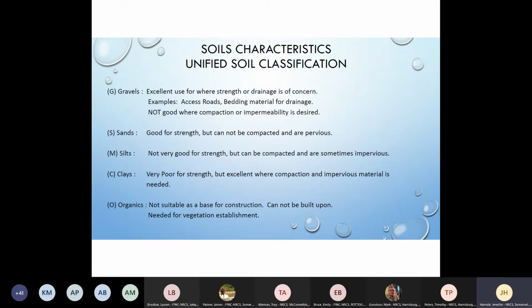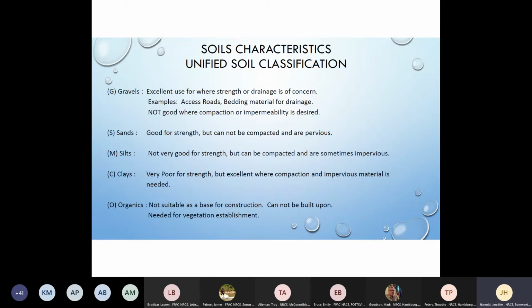For soil characteristics, we usually use the Unified Soil Classification System, which is broken down into gravels, sands, silts, clays, and organics. Gravels, which we typically use in our engineering practices, are for an access road, an animal trail, rock riprap for a rock-lined waterway, an outlet, or bedding material under a storage for drain fill. It's not really good for compaction, and it's definitely permeable, so it's not a liquid-tight material. Sands are good for strength but can't really be compacted, and they're very pervious. Silts aren't great for strength, but they can be compacted and are sometimes impervious.